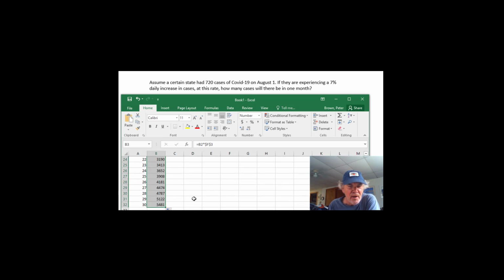And on day 30, I would have 5,481 cases. I'm just going to write that down there. 5,481 cases after 30 days using Excel, taking the number and increasing by 7% each day from the previous day. That's number one. Look how much that grows. That's why it scares people. That's why they shut down places when they see this kind of a growth rate in many states.